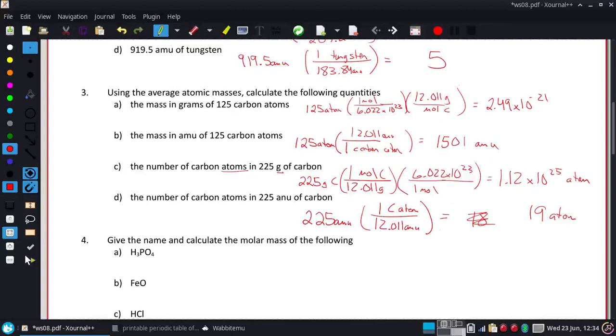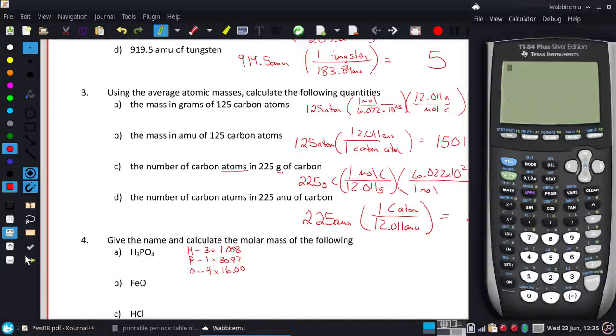masses from formulas. So we have in this first one hydrogen, phosphorus, and oxygen. Phosphoric acid. There's 3 hydrogens, 1 phosphorus, and 4 oxygens. And each hydrogen weighs 1.008 grams. Each phosphorus weighs 30.97, and oxygens are 16 on the nose.